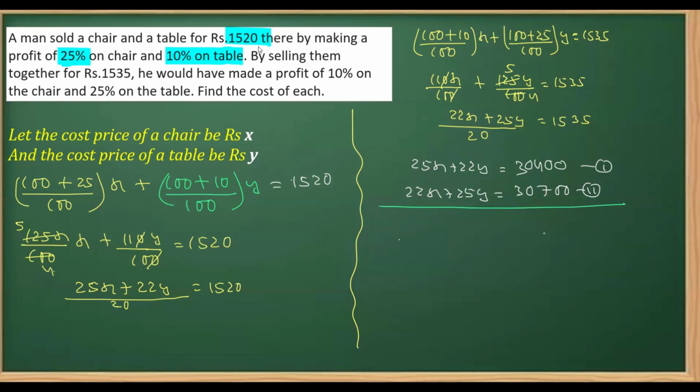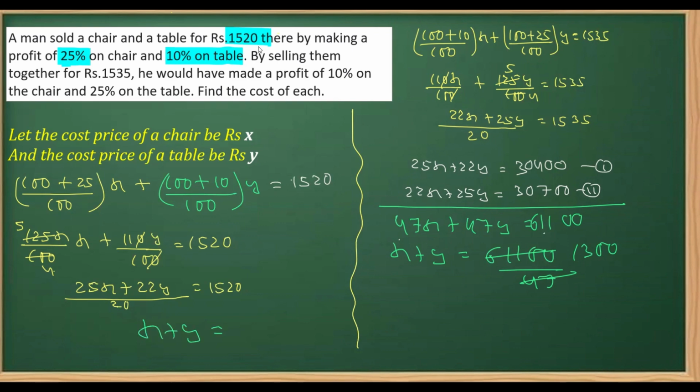So on adding these two equations, how much is it? 47x plus 47y. And if I add these, it is 0, 0, 11 plus 1 and 6. So I can take 47 as common. It should be divisible by 47. It's always the case that when you take a common factor here, it is divisible. So if I divide it by 47, what we are getting is 1300. So that is the first equation. Now I'm writing here x plus y as 1300, say equation 3.